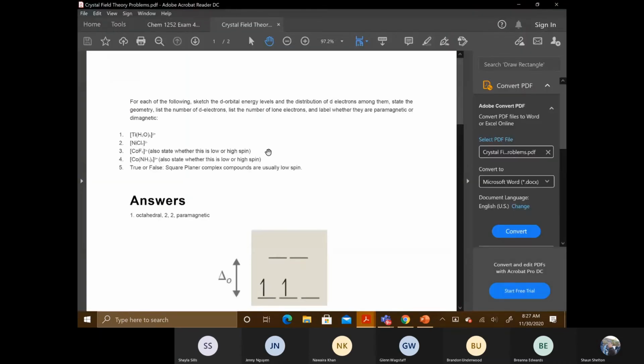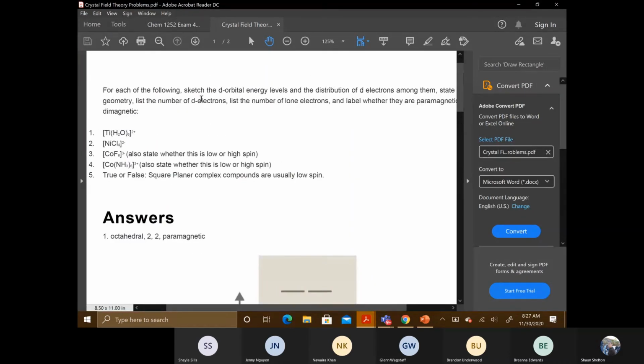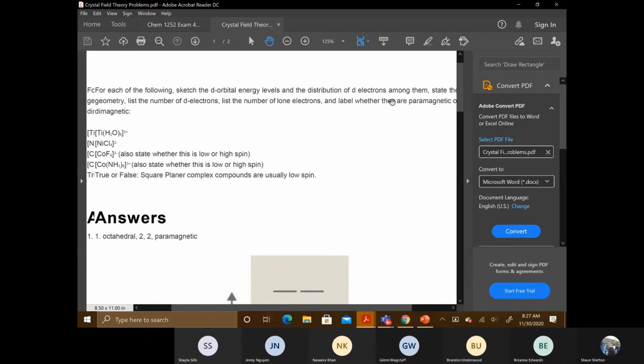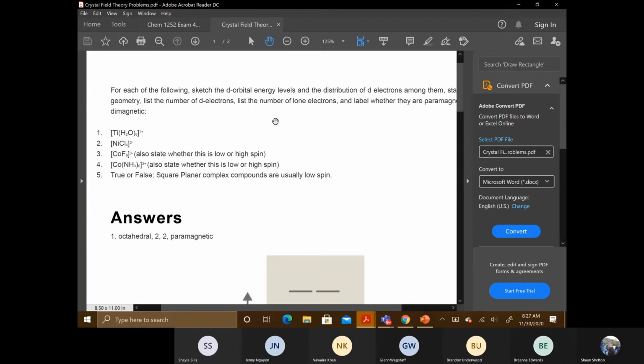All right, I give you a practice set here, okay? And in this practice set, it asks for each of the following, sketch the d orbital electron levels and the distribution of d electrons among them. State the geometry, list the number of d electrons, and the number of lone electrons, and whether they're paramagnetic or diamagnetic.